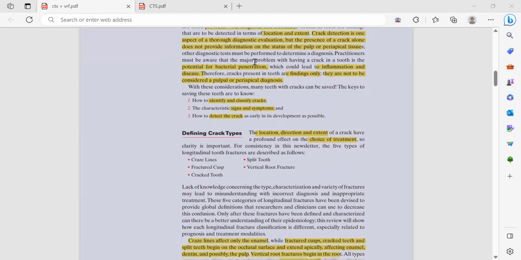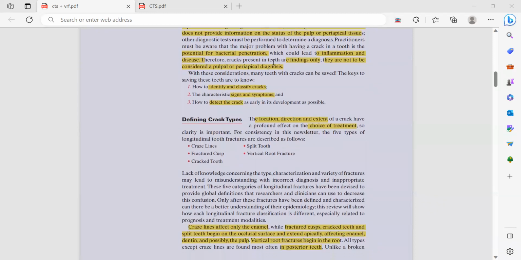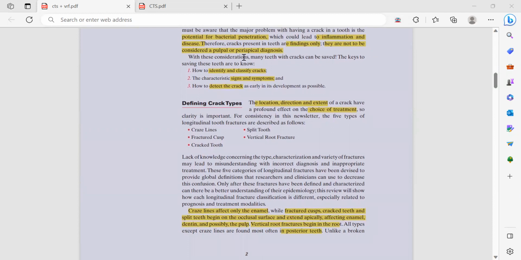Practitioners must be aware that the major problem with having a crack in a tooth is the potential for bacterial penetration, because that is a pathway, and bacteria go inside and irritate the pulp and the inner layers. Therefore, cracks present in the teeth are findings only. They are not to be considered a pulpal or periapical diagnosis. With these considerations, many teeth with cracks can be saved.